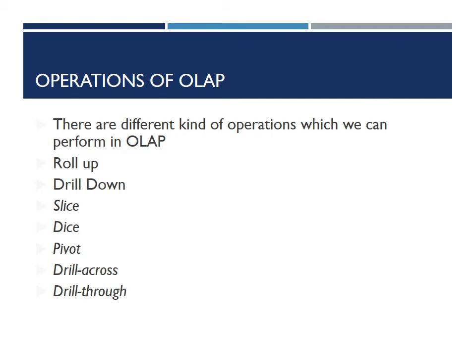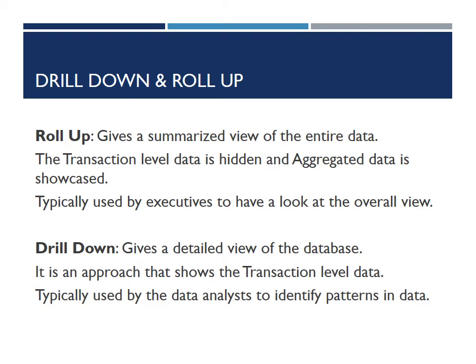There are different kinds of operations which we can perform in OLAP: roll up, drill down, slice, dice, pivot, drill across, drill through. Drill down and roll up. Roll up gives a summarized view of the entire data. The transactional level data is hidden and aggregated data is showcased. It is typically used by executives to have a look at the overall view.